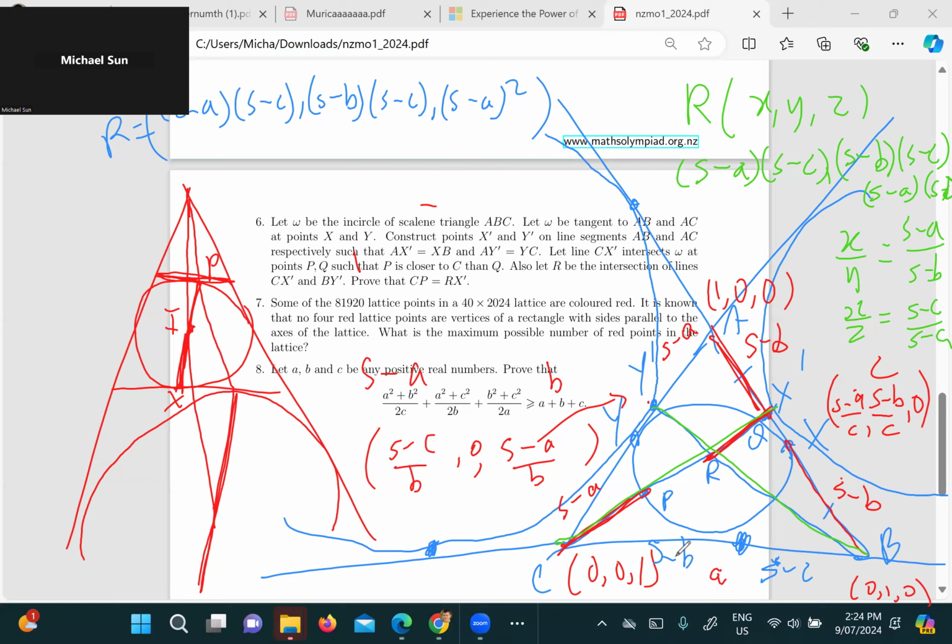S minus B, S minus A, S minus C, S minus B. Well, hmm. I'm pretty sure I also read somewhere that they're concurrent as well. There's some point, I think it's called the Nagel Point or something, where those lines intersect. Okay, well.